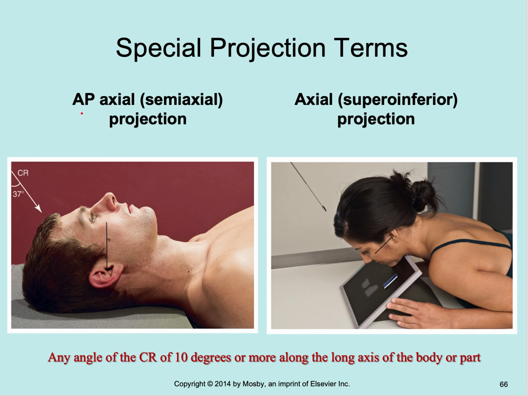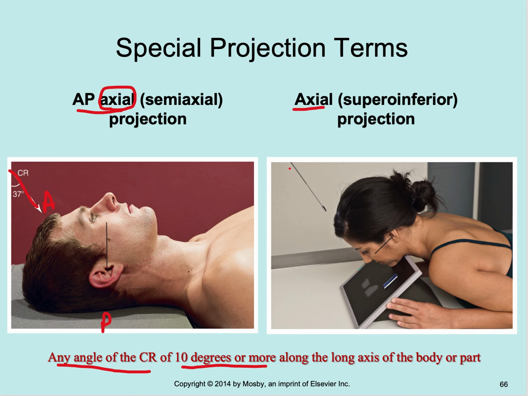Special projections and terms. This is an AP axial or semi-axial projection. So if you think about it, this is the anterior aspect, this is your posterior aspect, and any angle of the central ray 10 degrees or more along the body part is considered an axial projection. So we have an angle that is 10 degrees or more, so it is an AP, anterior posterior, AP axial projection.